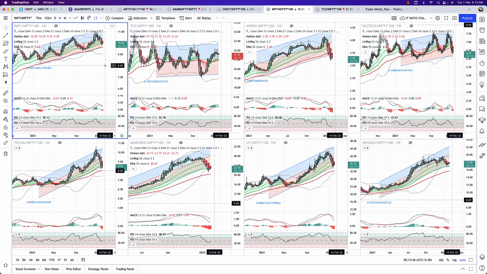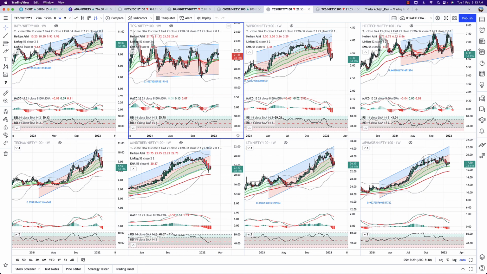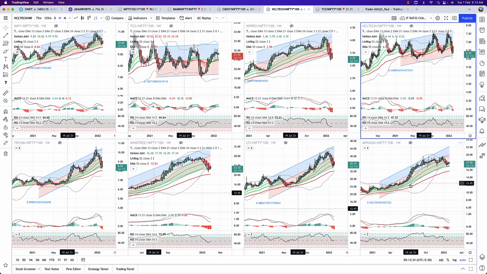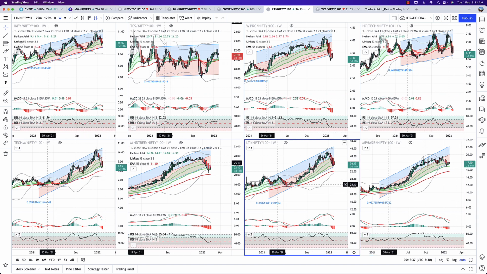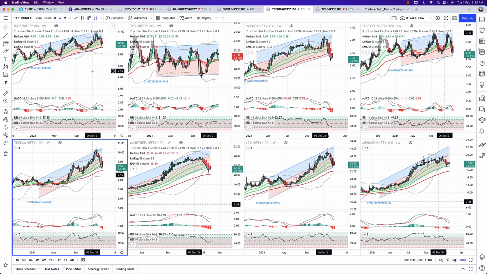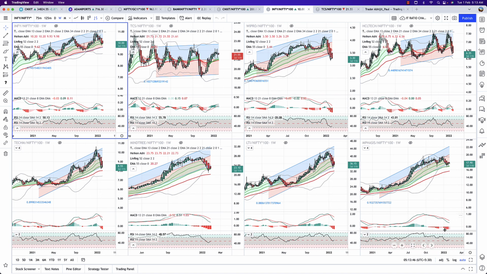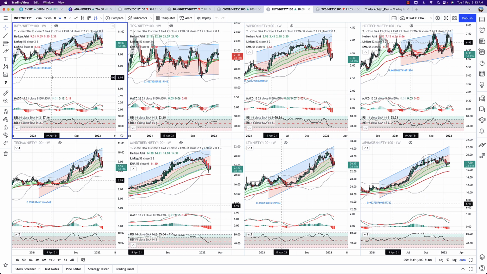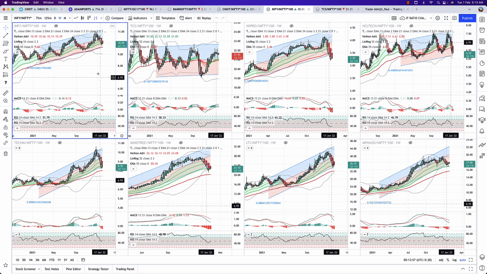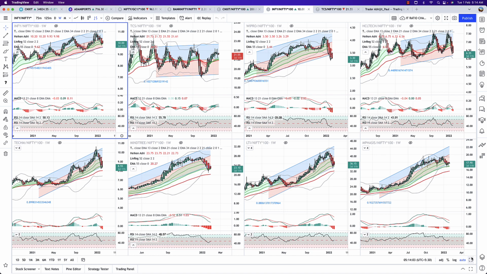I have Infosys on the top left, followed by TCS, then Wipro, then HCL Tech. In clockwise order, Infosys, LTI, Mindtree, and Tech Mahindra. All of them are weekly charts, same parameters, same tools used. All of them are stock by Nifty 50. They are all ratio charts, not individual stock charts. This is not the chart of Infosys. This is a chart of Infosys on top of Nifty, normalized, multiplied by 100. So we have all normalized charts, all the 8 charts here.